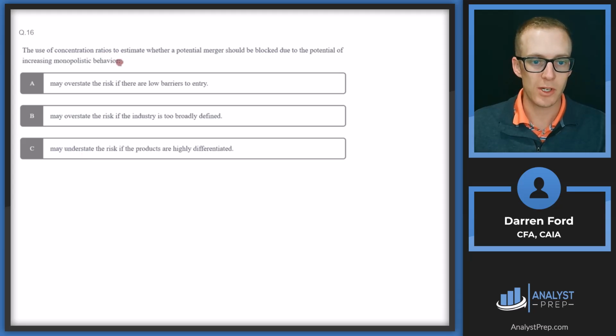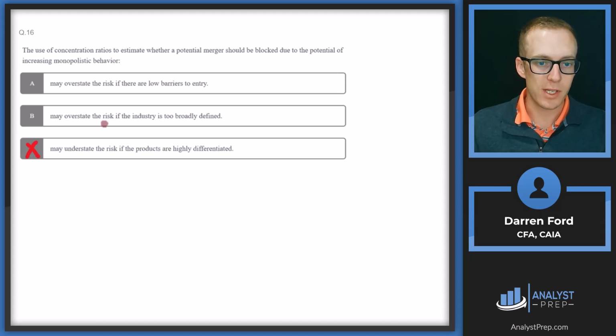The concentration ratio is essentially telling us how much market share the biggest firms in the industry have. So if the products are highly differentiated, then it may look like these firms have a lot of market share, when in reality they have just different niches within that market, so to speak. So that would be more likely to overstate under that scenario.